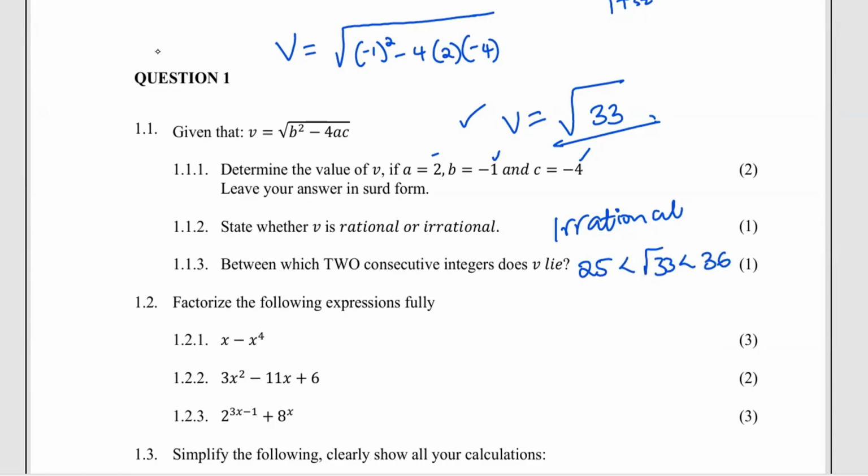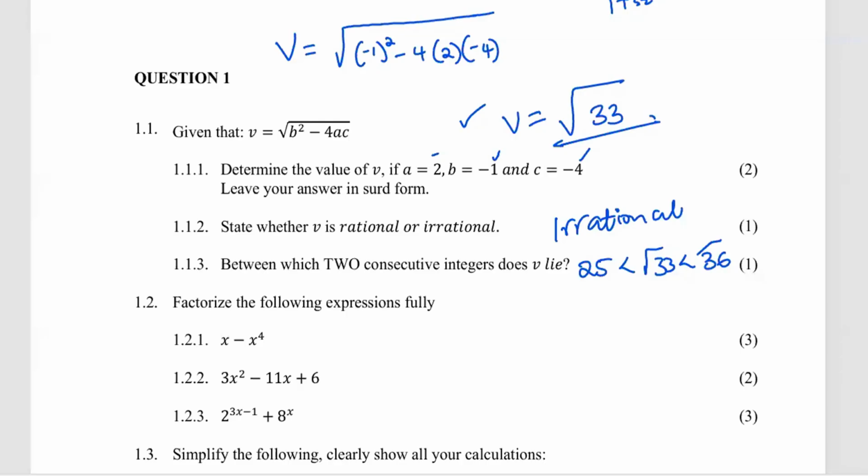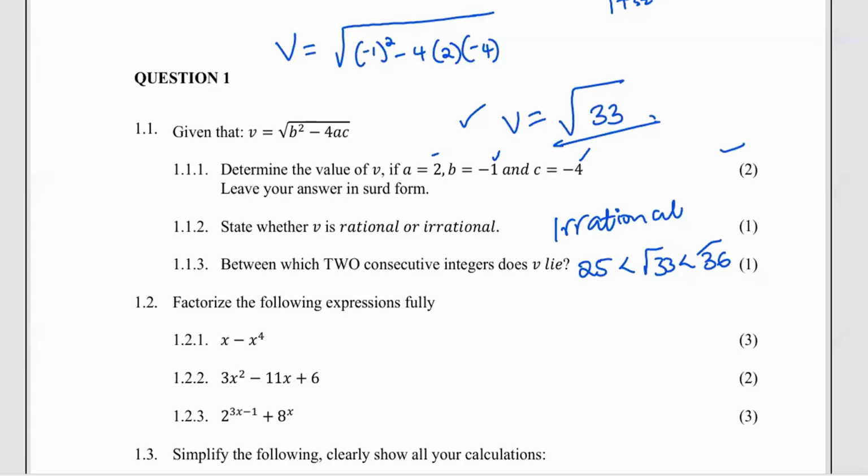Then if that is correct, we need to find the square root. Square root of 25 and then square root of 36. Let's do this. So we said square root of 25 and then square root of 36. So meaning that we have 5 and 6. So it's between 5 and then 6. So those are the consecutive integers, 5 and 6.